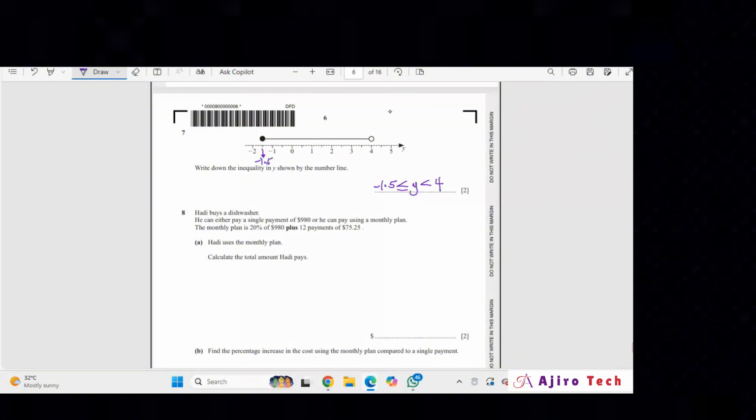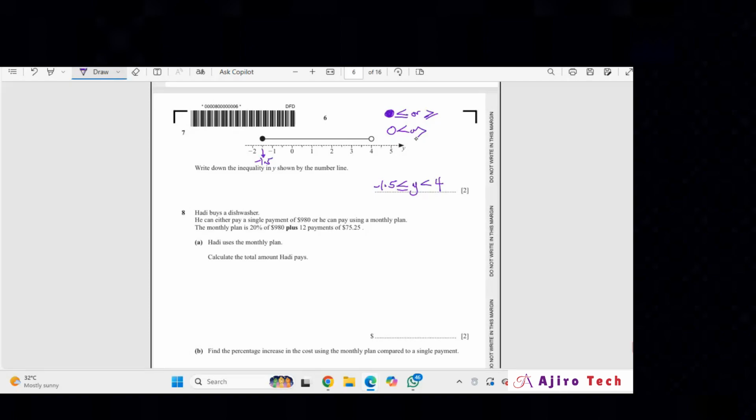So listen to this. The shaded circle is used whenever you are dealing with the less than or equal to, or greater than or equal to, sign. Then the empty circle is used whenever you are dealing with the other two signs, less than and greater than. That is what you use. So take notes about this.